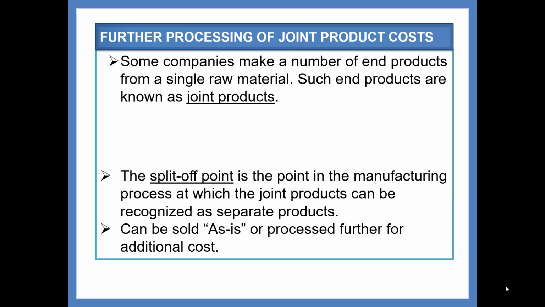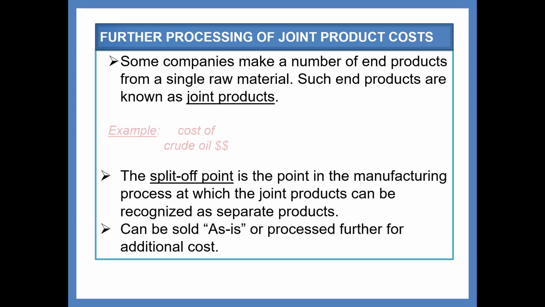So this is just something that naturally happens in some manufacturing situations. You'll put in one set of costs and two or more products will emerge from the process. Now, the point where the products split off and go their own way is called the split off point. And at that point, the products can be sold or put into further processing.